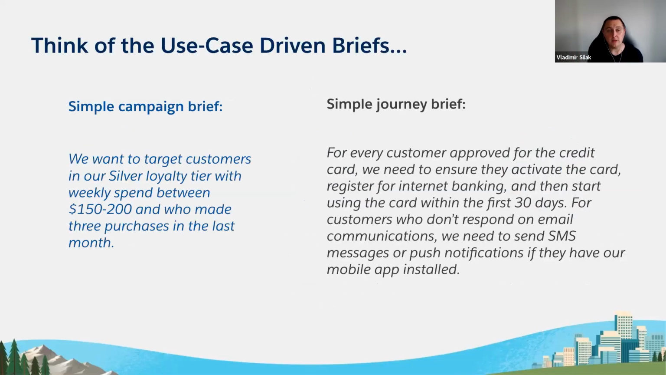One of the easiest ways I found, when I'm working through the briefs and the data requirements, to understand and identify what elements I require at the data layer, means I'll need to look into what we are trying to achieve. So a couple of examples here where we say we want to target customers in our Silver loyalty tier with weekly spend between $150 and $200 who made 3 purchases in the last month. So again, it's more segmentation centric, versus a simple journey brief where you've got customers approved for the credit card, and we want to ensure they activate the card. So we start nurturing them through the experience.